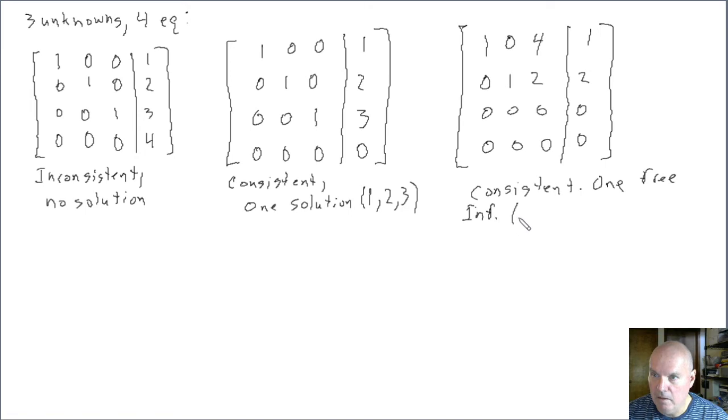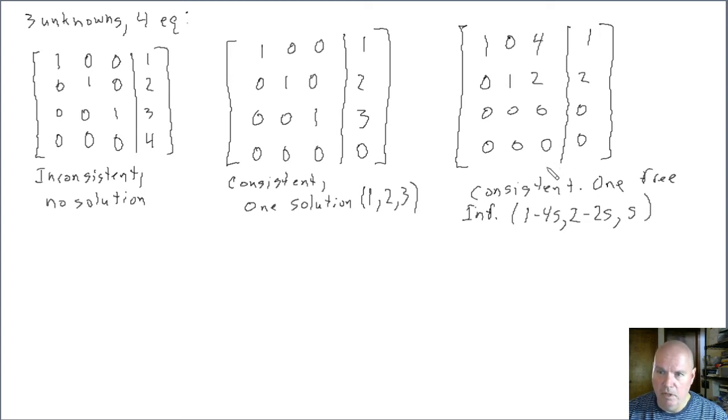As a matter of fact, if I let that free variable x3, or rather z, be equal to s, then x will be 1 minus 4s. y from the second row will be 2 minus 2s. And then for the free variable, I've assigned the parameter s. So this is the general solution for this corresponding system of equations.